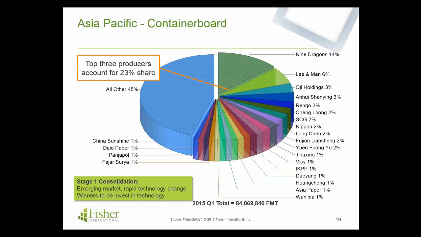Containerboard in Asia Pacific, the top 3 shareholders have about 23%, which would put them at the emerging market stage. That is certainly stage 1 consolidation, where there's rapid technology change in comparison. If we're going to look at the most modern paper machines, we're going to have to go to Asia Pacific to find them, because this is where the installations are happening. So as the market emerges and more users adopt paper versus either non-use or cloth use, then we're seeing an increase certainly in containerboard and plants being built out.